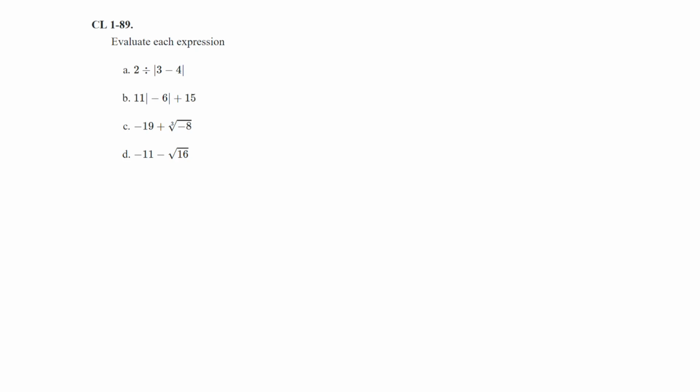Question 89, evaluate each expression. So on part A, we have 2 divided by, need to do the grouping symbols first, so 3 minus 4 is negative 1. We get 2 divided by 1 because the absolute value of negative 1 is 1, and that would be equal to 2. On B, we have 11 times the absolute value of negative 6, which is 6. Then we need to do multiplication first, and then you can add those two together to get 81.